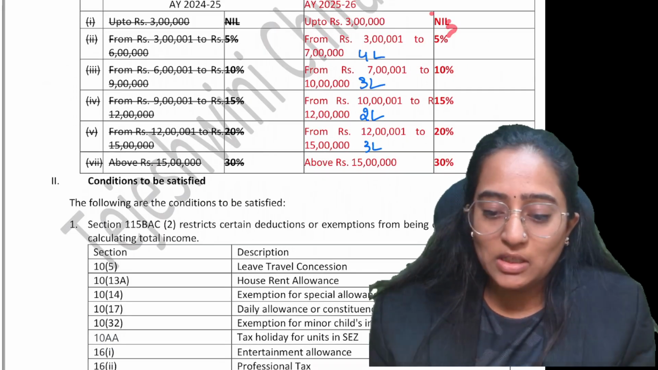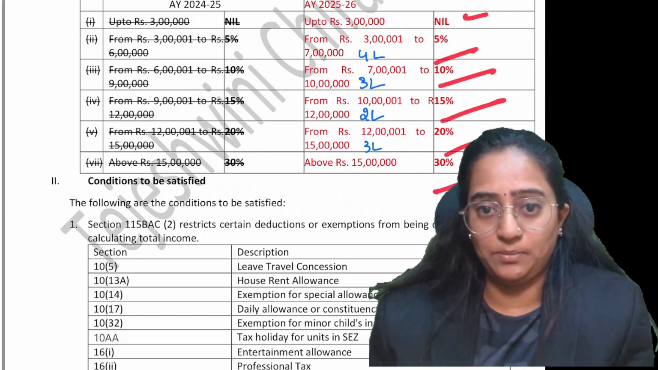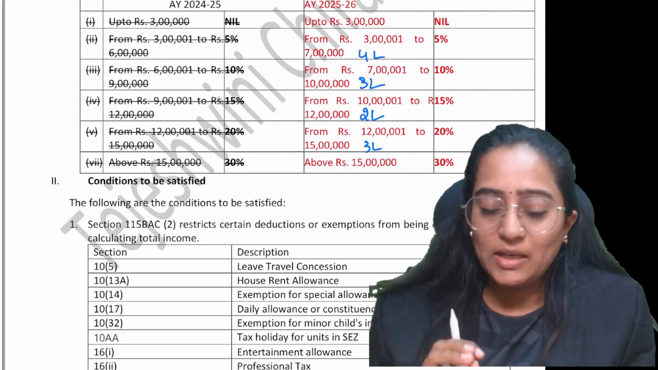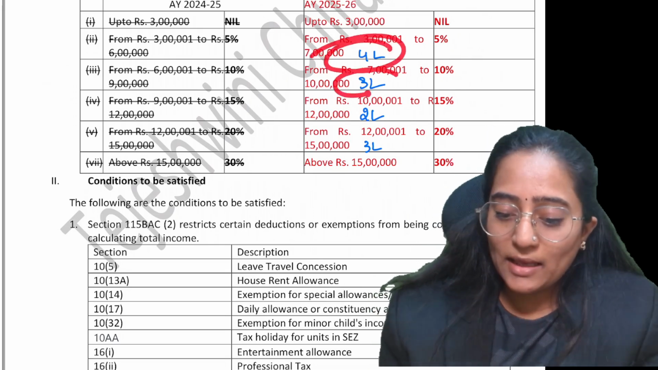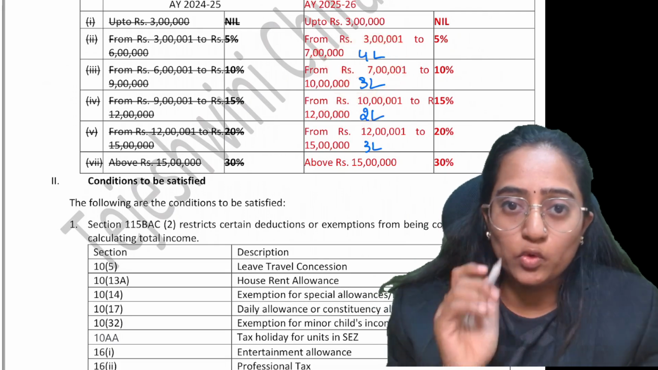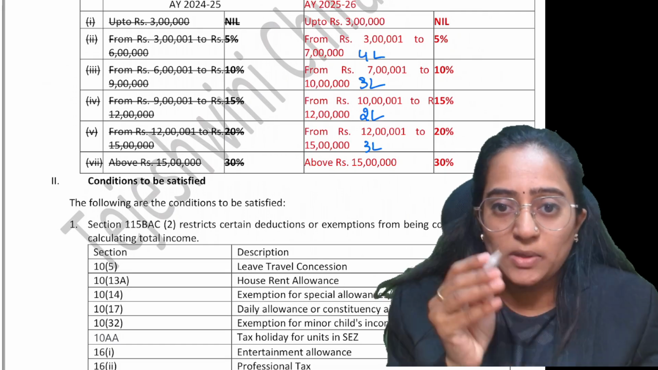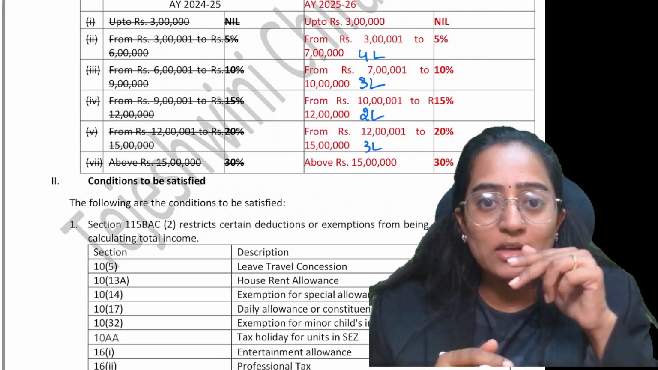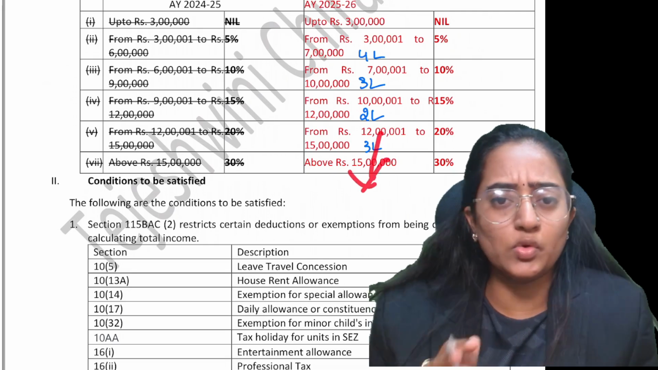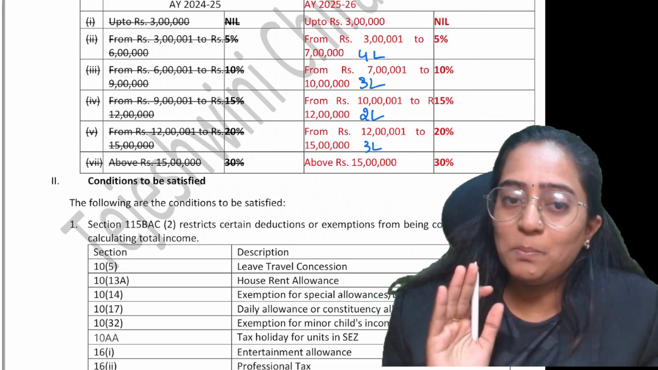See, first of all, up to 3 lakh it is nil. Then 5, 10, 15, 20 and 30. What about the differences? 4 lakh, 3 lakh, 2 lakh. I am telling you the difference: 3 to 7, the difference would be 4 lakh. 7 to 10, the difference would be 3 lakh. 10 to 12, the difference will be 2 lakh. Later on, these two you will be able to do. That is 20%, and for above 15 lakh it is going to be 30%.